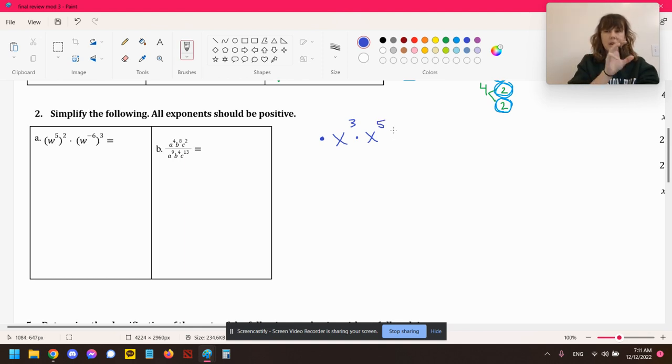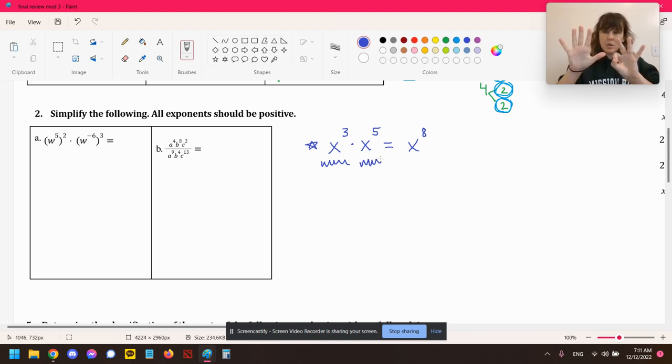two bases that are the same base taken to an exponent, so like x to the power of something times x to the power of something, we just get to add those two exponents. Because what this is saying is that there's 3 x's being multiplied, and this one's saying there's 5 x's being multiplied. So in total, that's 8.